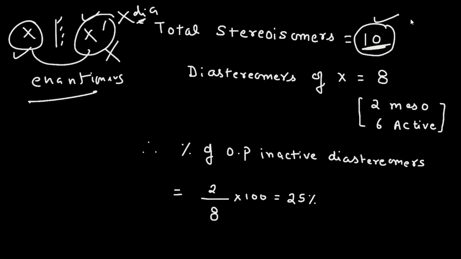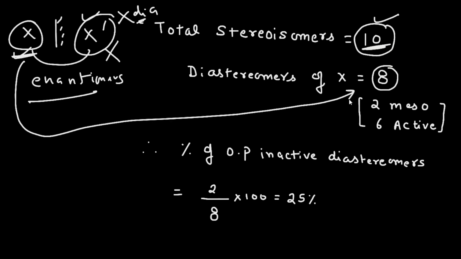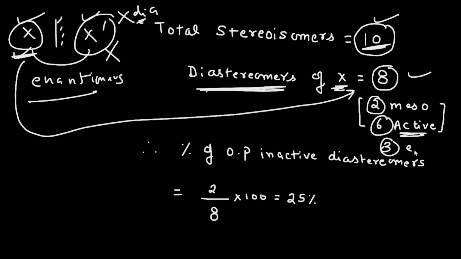so 2 are gone straight away. So out of 10, 2 are gone straight away. What is the remaining number of stereoisomers? The remaining number of stereoisomers is 8. So this X will have 8 diastereomers which are not the mirror image of X but are stereoisomers of X. Therefore, you have got the number of diastereomers of X as 8. Out of these 8, you know that there are 2 meso also, and the rest of the 6 are optically active and will remain as 3 enantiomeric pairs.